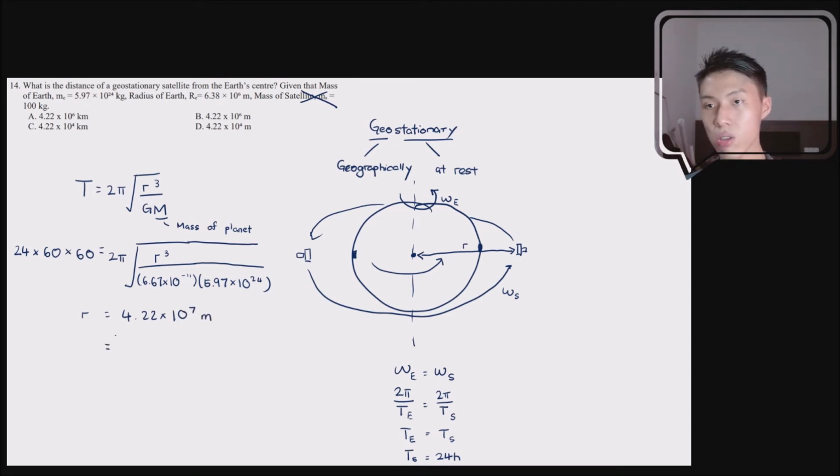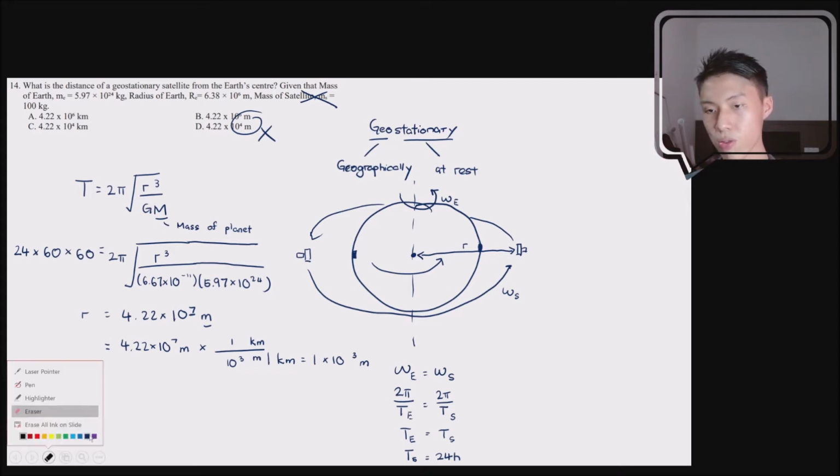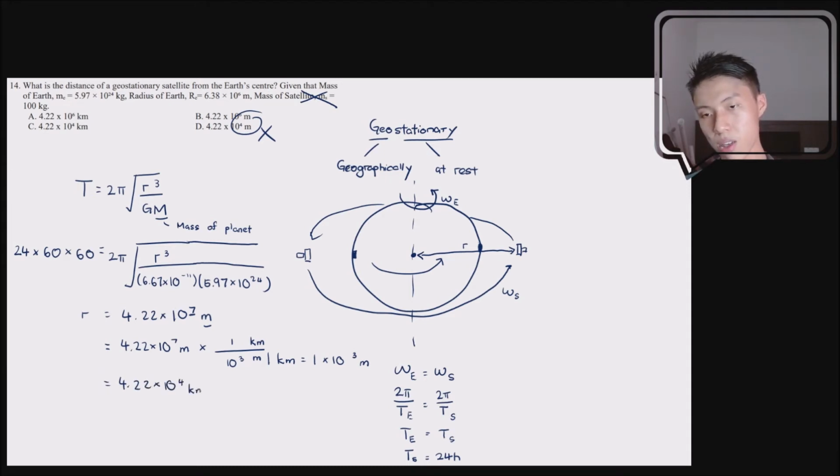And if you want to change it into km, because you see meter here it's power 7, so none of these options is correct, so you have to change it to km. So if you want to change it to km, you know that 1 km is equal to 10 to the power of 3 meter. So if you do your conversion, you want to eliminate the meter, so you have to put meter down here, you have to put km up here. So if you do your calculation over here, you should get 4.22 times 10 to the power of 4 kilometer. The meter cancels out, so you get km. So we know the answer will be C over here.